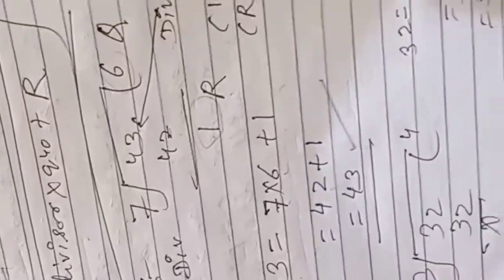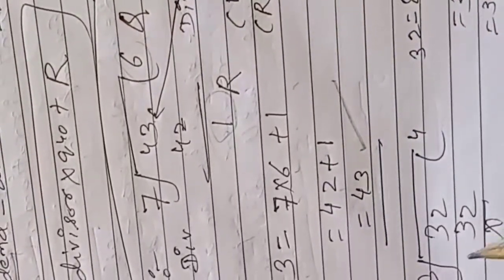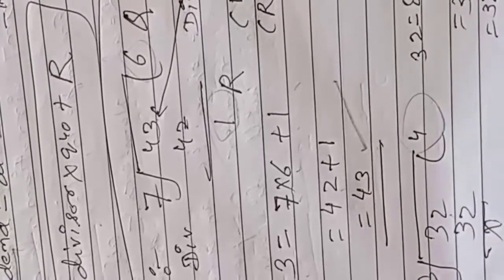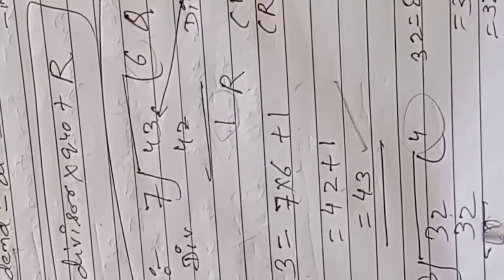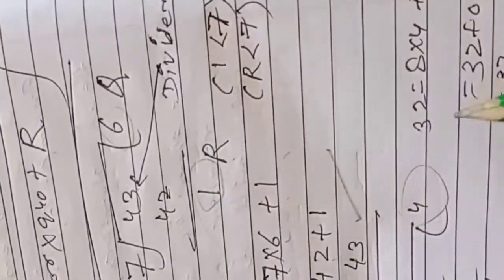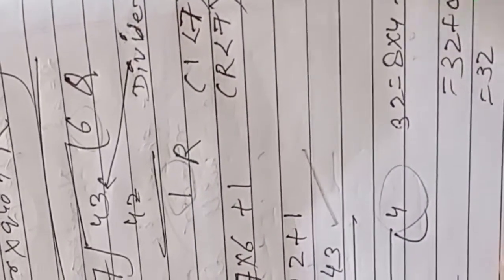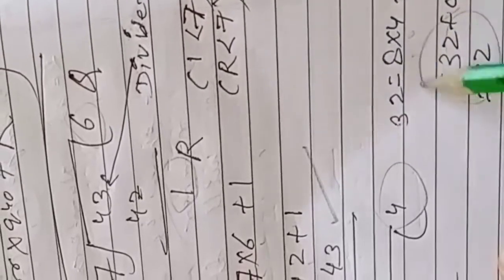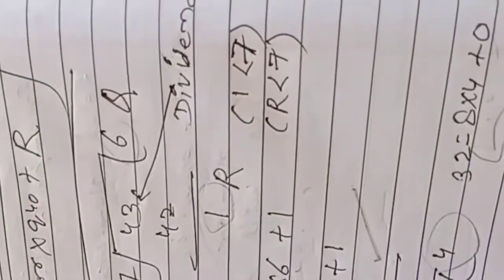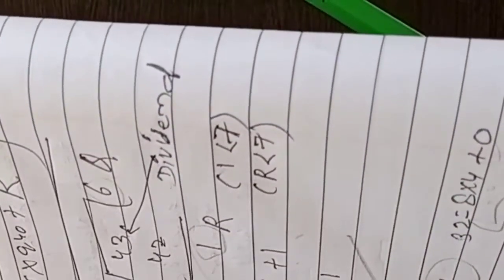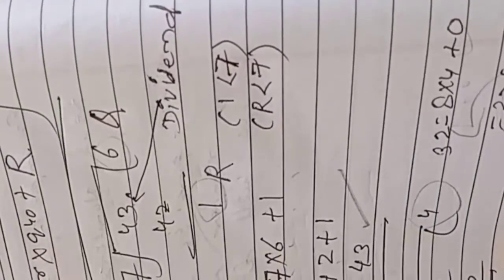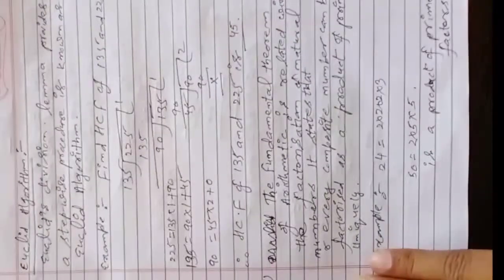Now one more example we have here. 32 when divided by 8 is completely divided 4 times and 0 is the remainder. So we can write 32 is equal to 8 into 4 plus 0. So this is coming 32. So left hand side is equal to right hand side. You have to remember that the remainder will always be less than the number by which we are dividing.